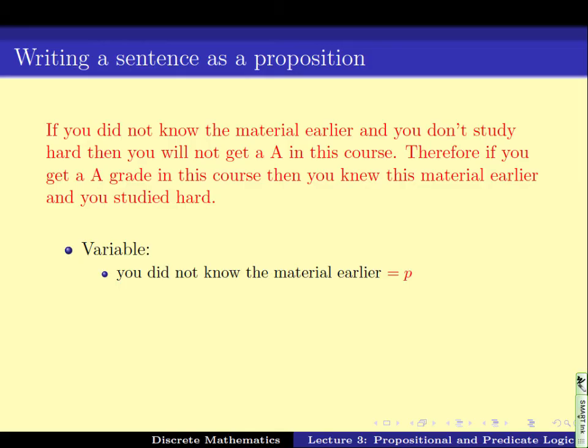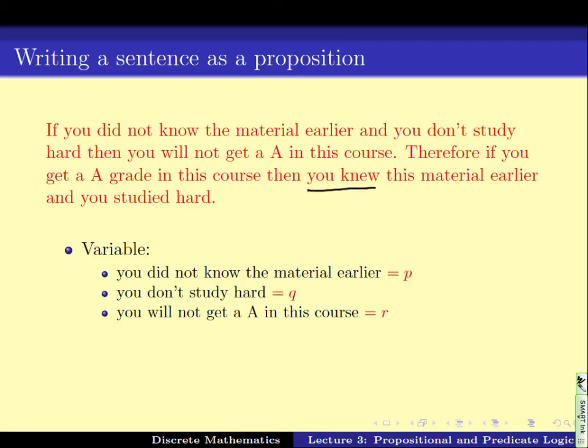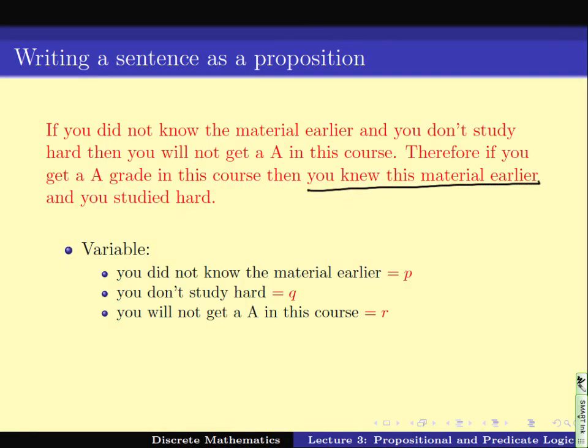What is the next statement that is there? It is you don't study hard. Let's call this variable Q. What is the third one? Third one is you will not get an A in this course. Let's call this one a new variable R. Now what is the next one? Here is another statement. You knew this material earlier.